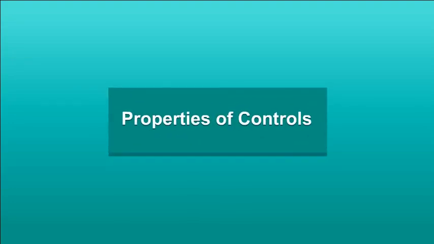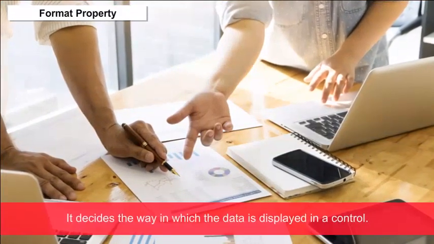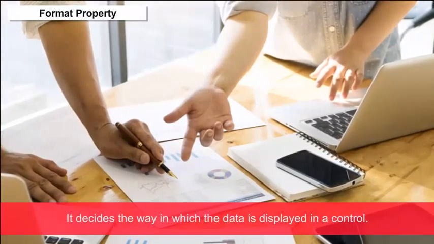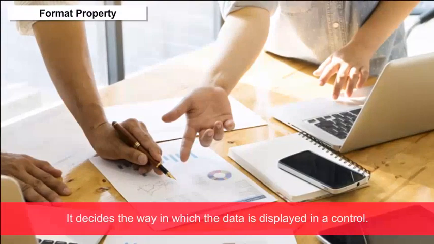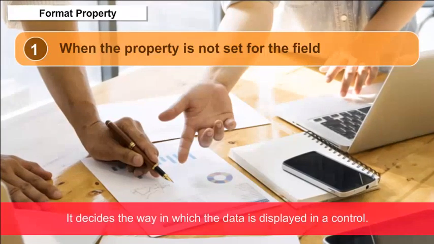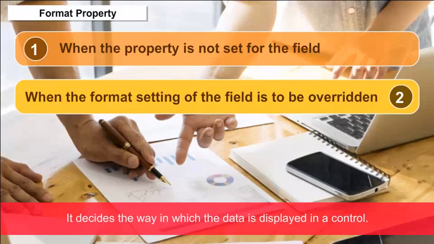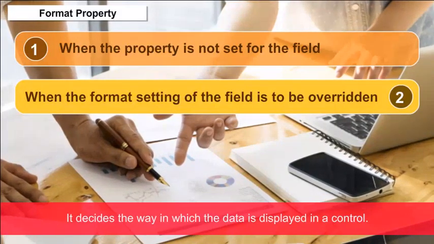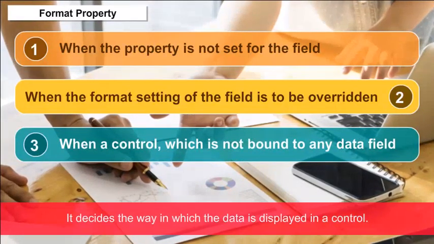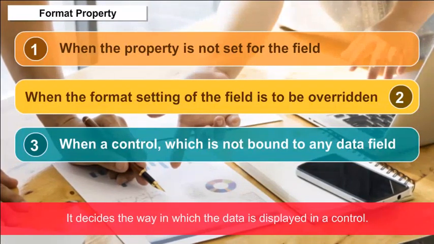Properties of controls. Format property. It decides the way in which the data is displayed in a control. It is set and used in three situations. First, when the property is not set for the field. Second, when the format setting of the field is to be overridden. Third, when a control, which is not bound to any data field, is to be displayed in a particular manner.